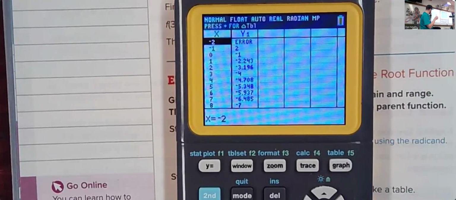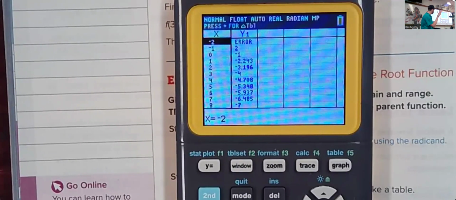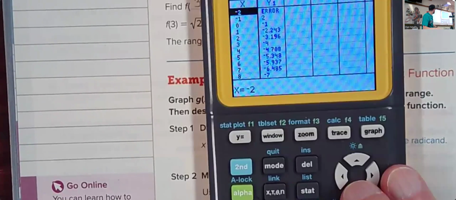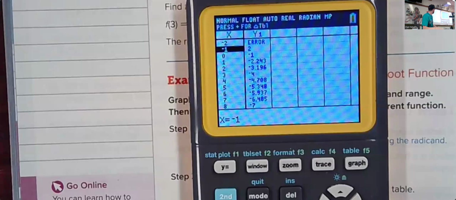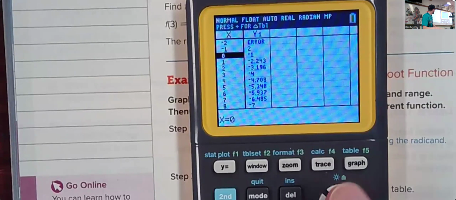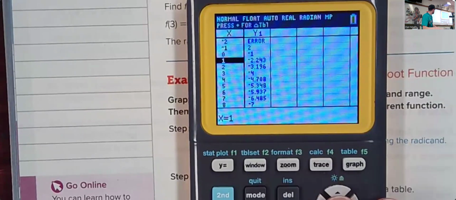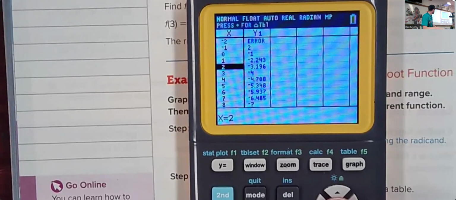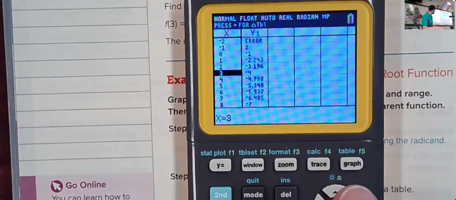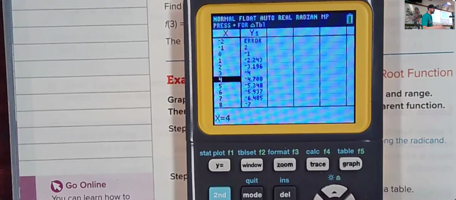And sure enough, if you look at an x value of -2, there is no y value because it doesn't actually go that far left. So these are all the values that are on that table. X equals -1, y equals 2, x is 0, y is -1, x is 1, y is -2.2-ish. 2, you get -3.2 if you round it, 3, -4, 4, -4.7, so forth.